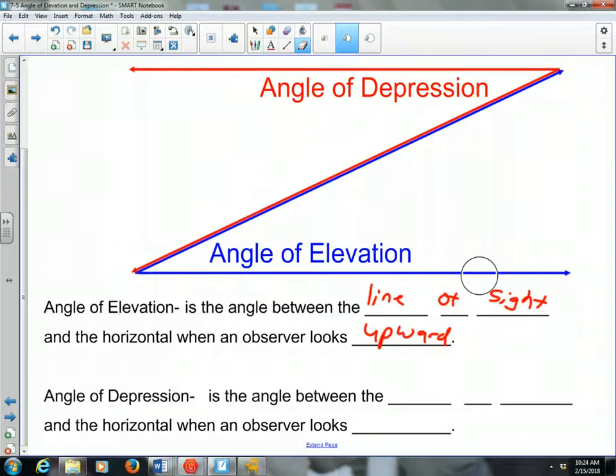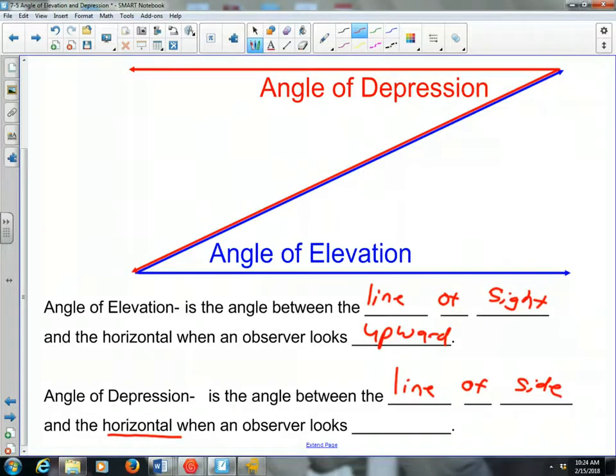The angle of depression is very similar. They're very closely related. This one is also the angle between the line of sight and the horizontal, but this time it's when the observer looks downward. So this angle right here is the angle of depression. Okay? So big thing here, you have to remember that these angles are made with the horizontal line.